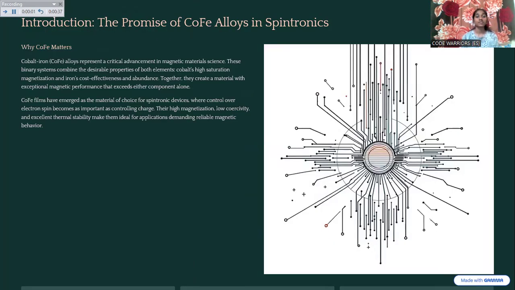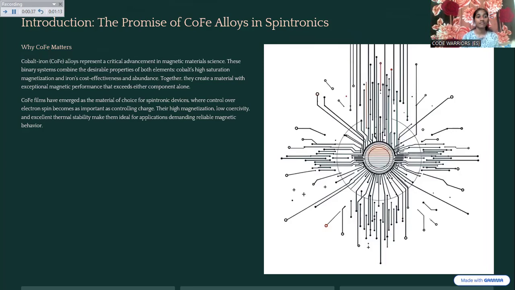Introduction. The promise of CoFe alloys in spintronics. Why CoFe matters. Cobalt iron CoFe alloys represent a critical advancement in magnetic material science. These binary systems combine the desirable properties of both elements, cobalt's high saturation magnetization, and iron's cost effectiveness and abundance. Together, they create a material with exceptional magnetic performance that exceeds either component alone.